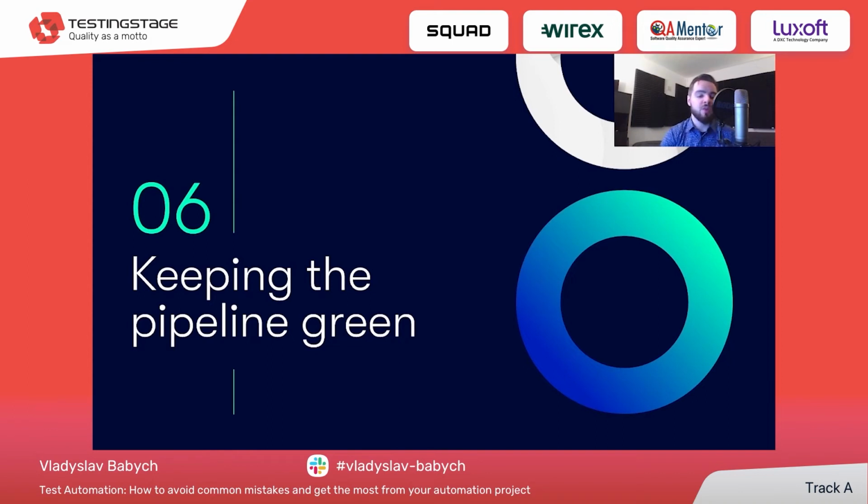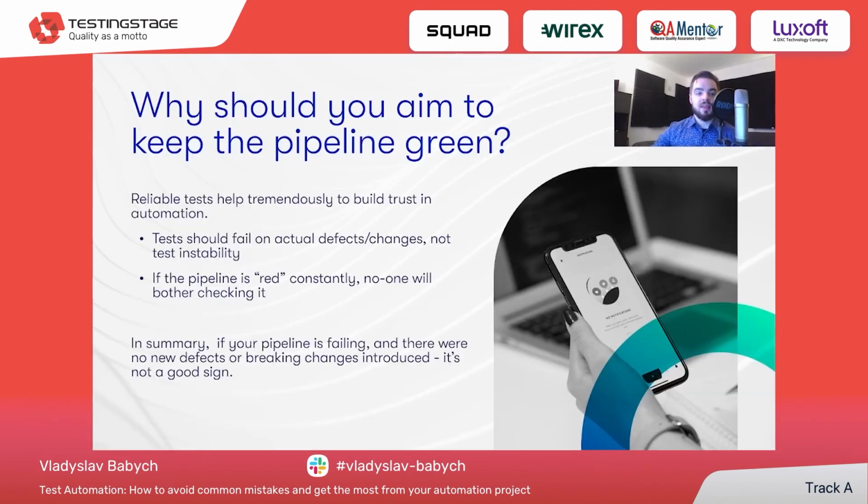Okay, so now we've made our tests very stable. We're running them on CI, and we want the CI to be passing, and we want to keep this pipeline green. And why is that? Of course, reliable tests tremendously help to build trust in automation.